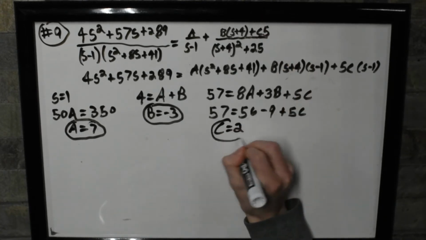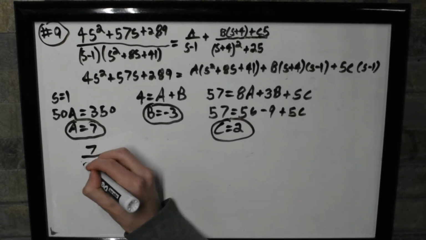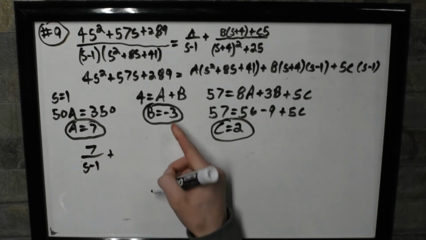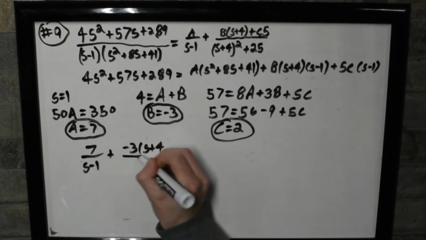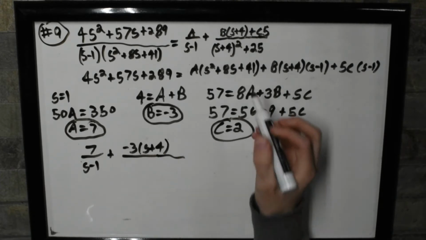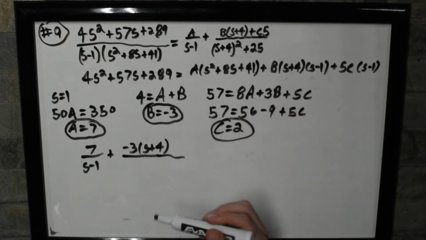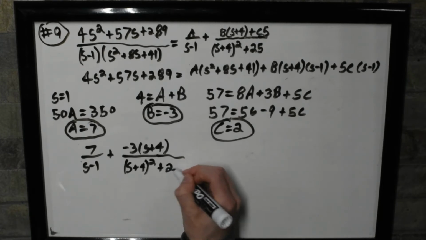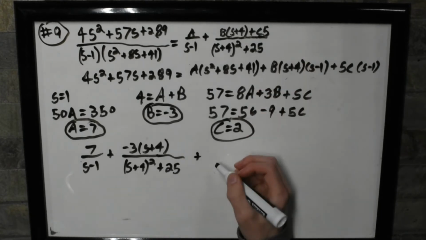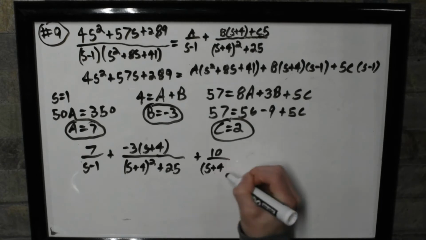Okay, so we solved for our 3 coefficients. Now we just plug back in, and we get 7 over s minus 1 plus b. Well, b is negative 3, so we have negative 3 times s plus 4 over, and now I'm going to split this fraction. I'm just going to say this over this plus this over this is the same as all of this grouped together over s plus 4 squared plus 25, plus, and now 5 times 2 is 10 over s plus 4 squared plus 25.